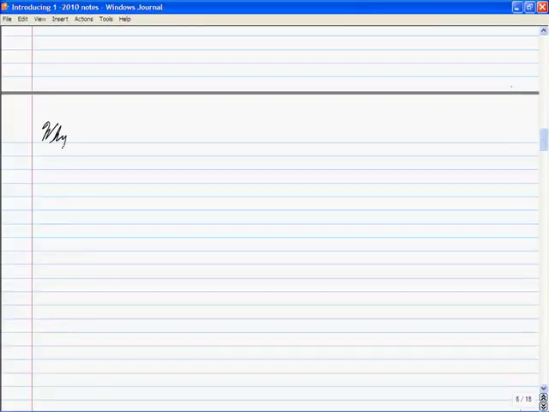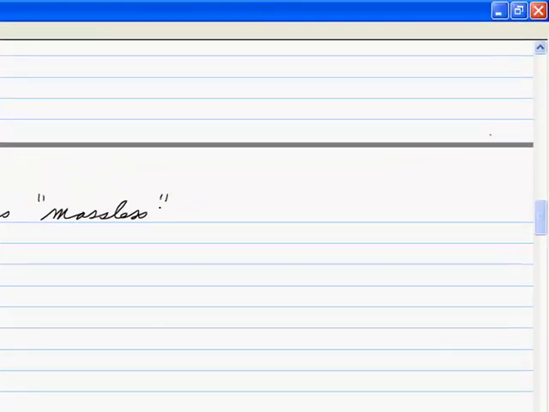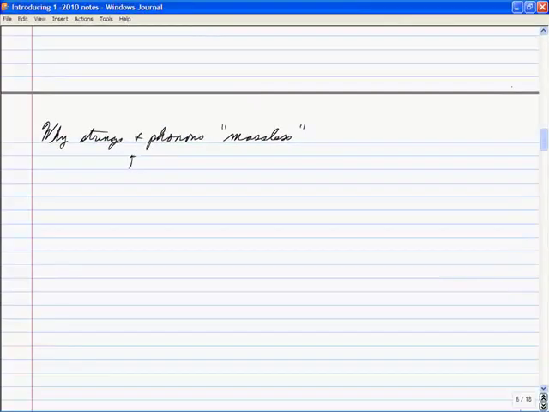So here's some hand waving, but it's not hand waving, it's really true. Why are strings and phonons massless? In other words, why do they satisfy box phi equals 0 versus box plus mu squared phi equals 0?